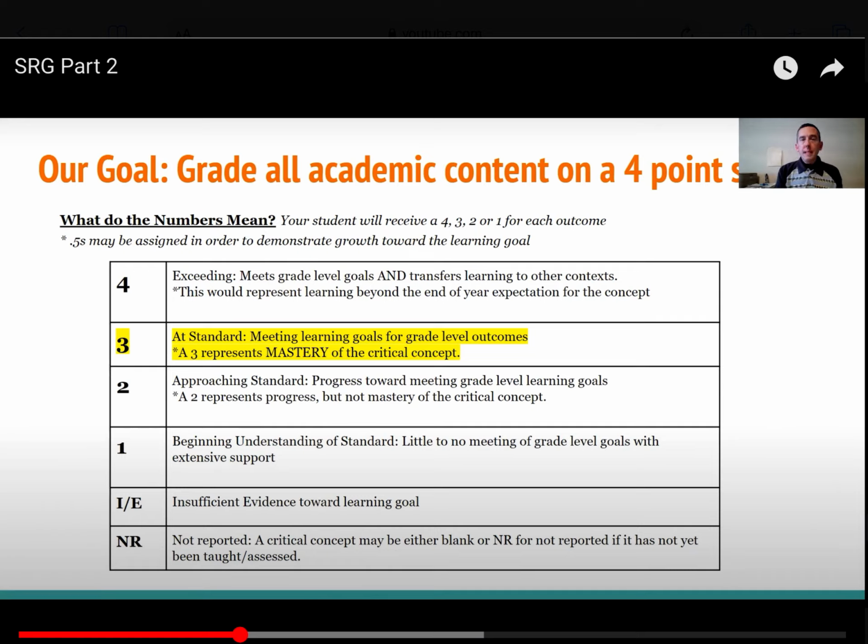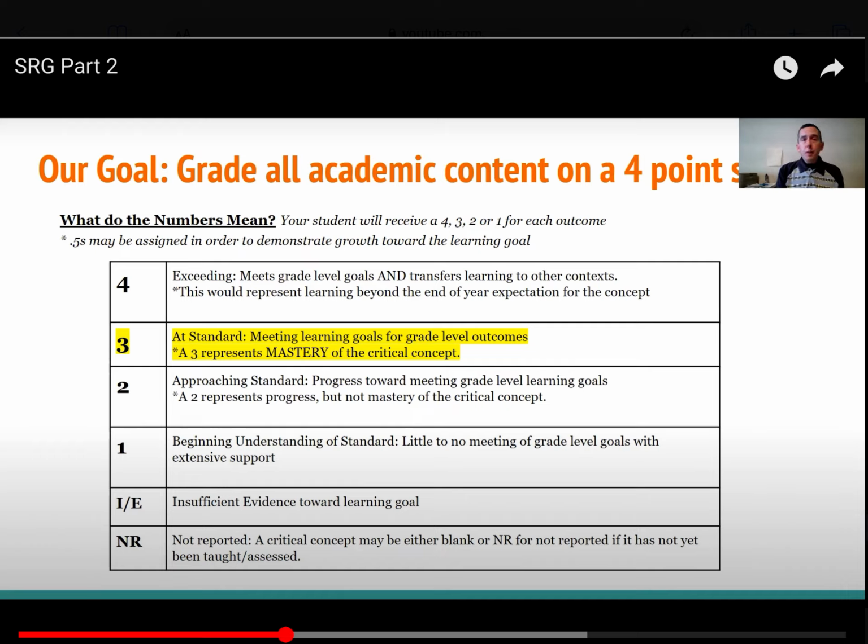Those students probably have the underlying skills that help address that critical concept, but they haven't quite demonstrated mastery yet. And a level 1 is a student who has a very beginning understanding of the standards. So they're not meeting the grade level goal without extensive support.